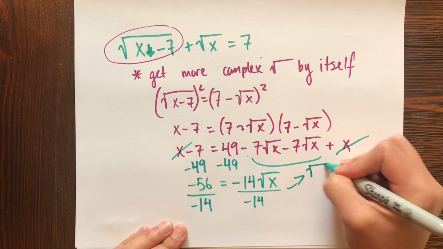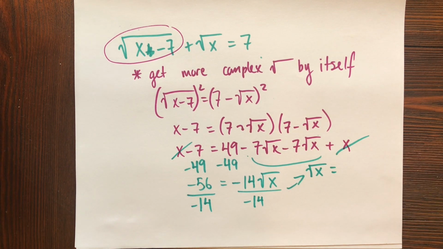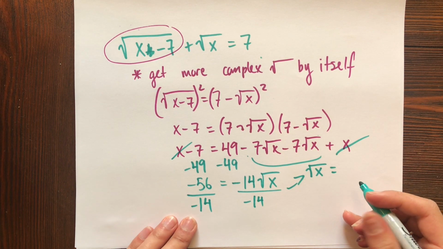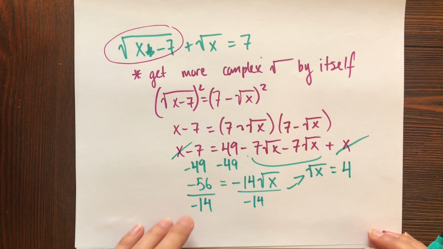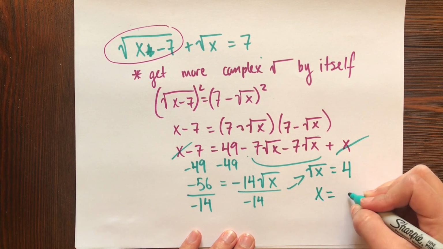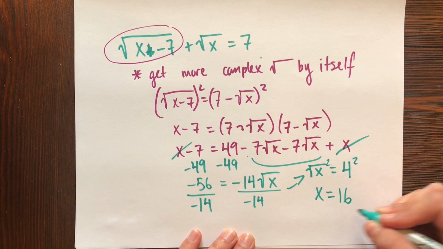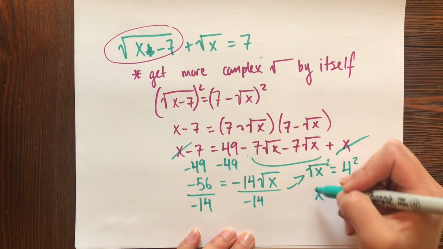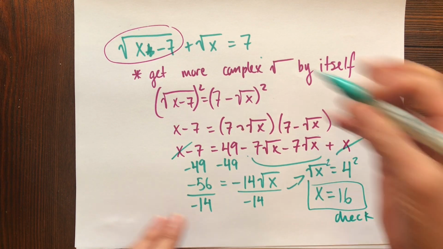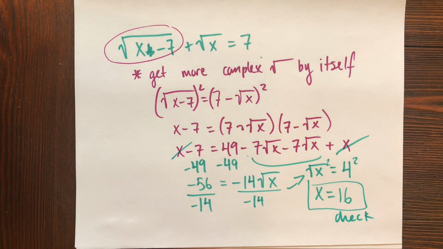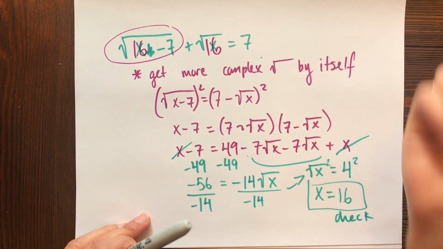I'm going to divide both sides by negative 14, and I end up with the square root of x is equal to 4. Okay, so then we just need to square both sides of the equation again to get that x is equal to 16. So then I need to just check it. So I plug in 16 in for x there and in for x there.